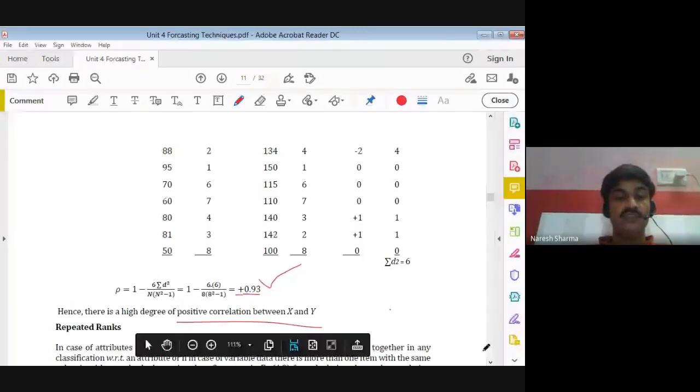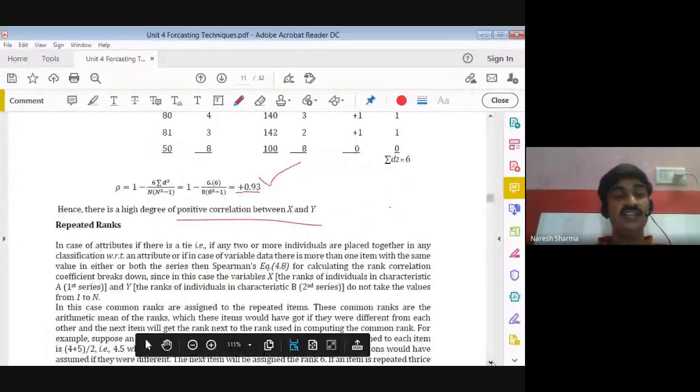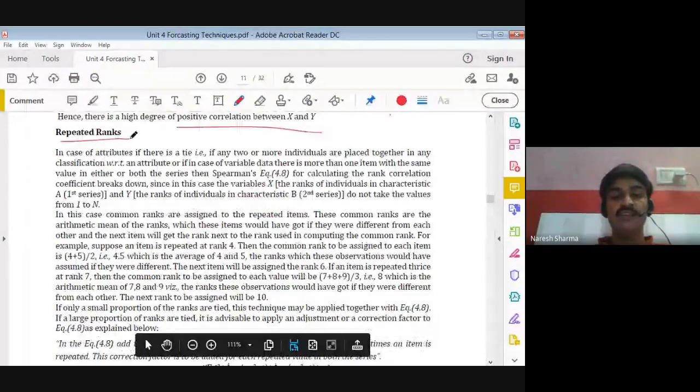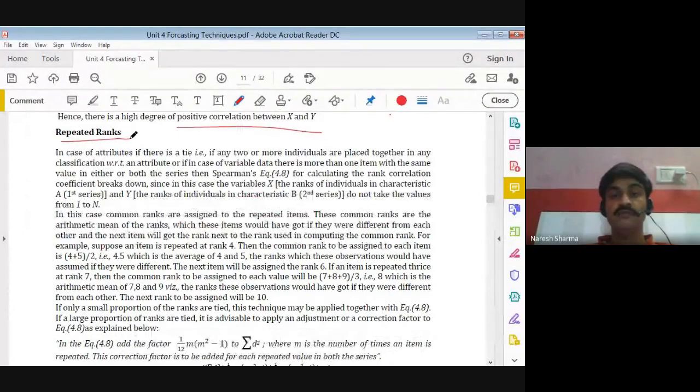So one more thing in this rank correlation is repeated rank. Repeated rank means sometimes it happens that two players got the same scores. So in that case, we can give them a tie situation, and we can give them an equal rank. For example, we have marks out of 10, suppose 8, 7, and 7 and 6.